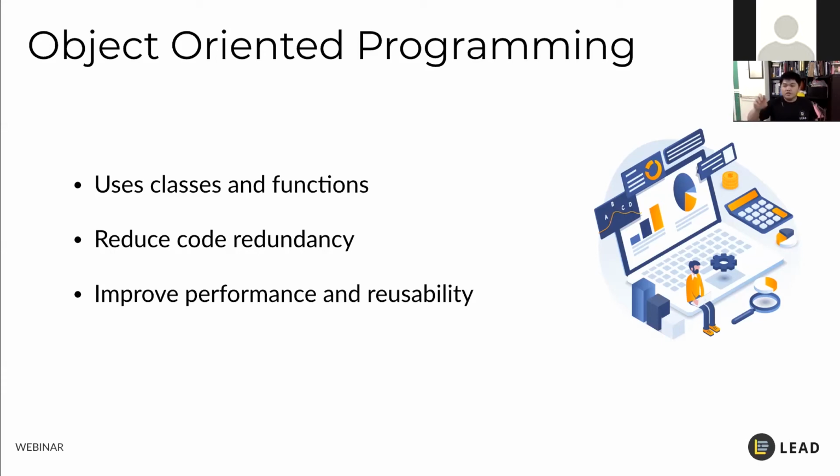Functions are something I want to use, some actions that I want to perform. So we put them inside functions. And then when I need to use that particular function, I can reuse the code instead of writing it again. So this is object-oriented programming.